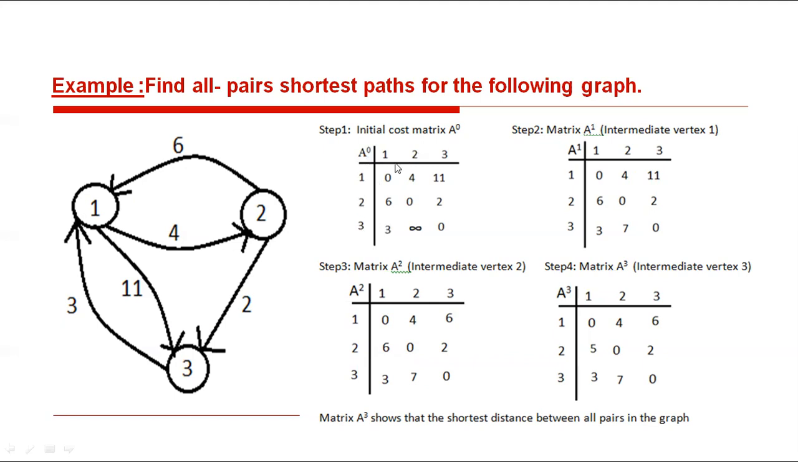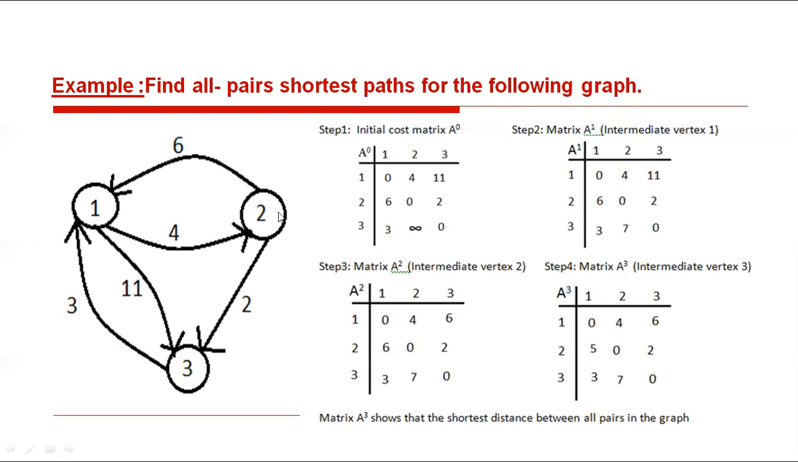First of all, here A naught. How many rows and how many columns? Here 3 rows and 3 columns, the total number of vertices. Clear? So nodes 1, 2, 3. Listen. Here 1 to 1: is there any edge? Itself, no. Simply take 0. Here 1 to 2 there is a 4. Yes or no? The cost is 4. Then 1 to 3, the cost is 11.